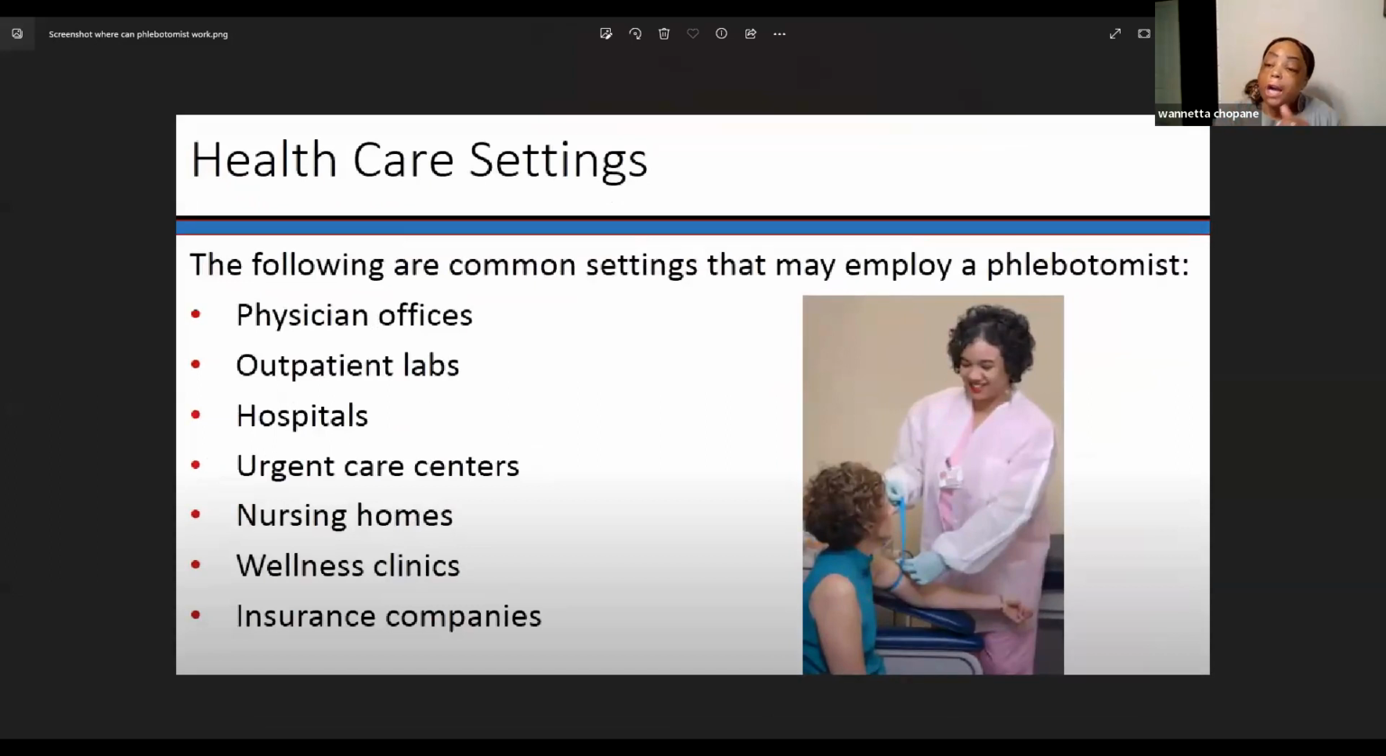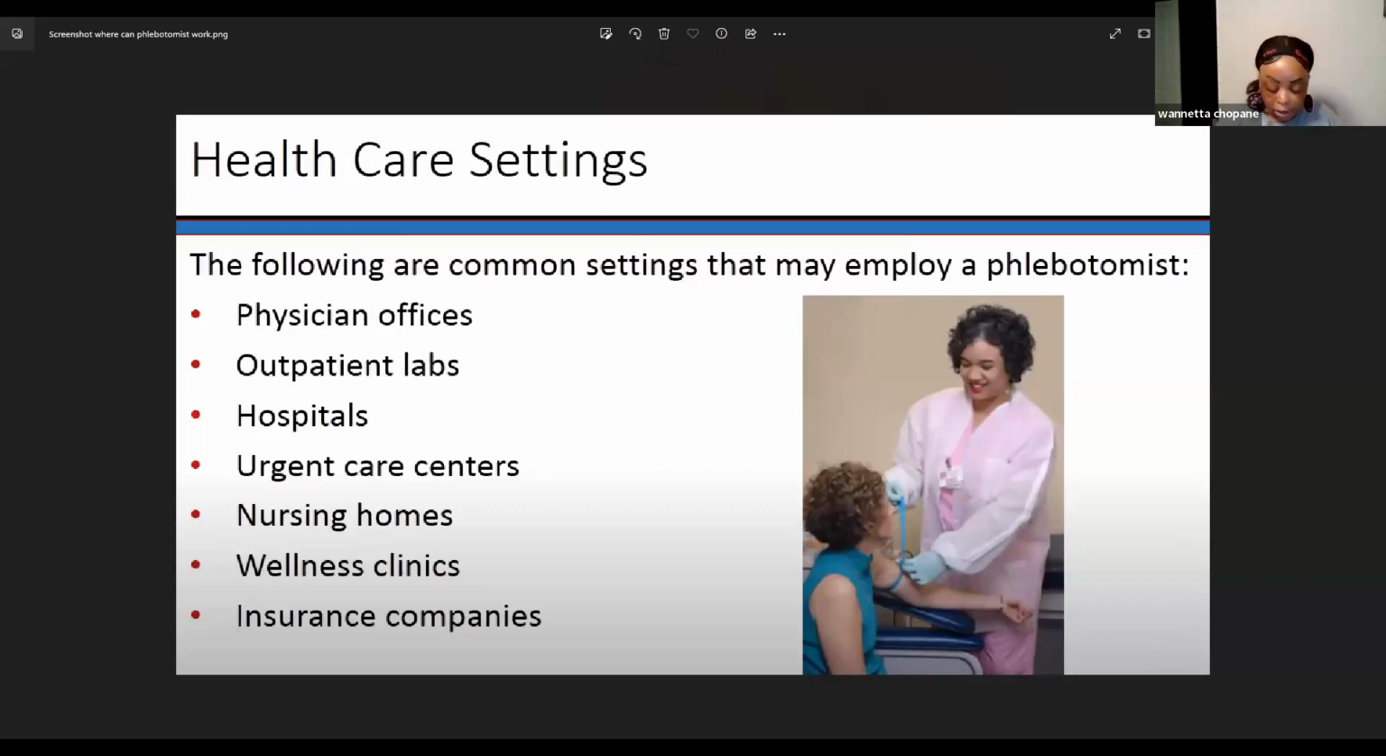You can work in a doctor's office. You can work in an outpatient lab, like a LabCorp, a Quest, any freestanding lab that is not inside the hospital or is not inside the doctor's office, okay? Phlebotomists also work in hospitals. Phlebotomists also work in urgent care centers. It's like an ER, but not like an ER.